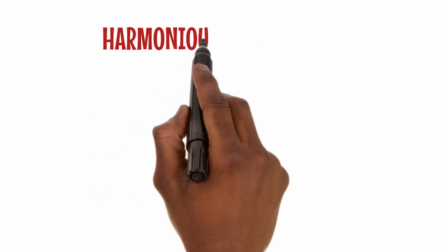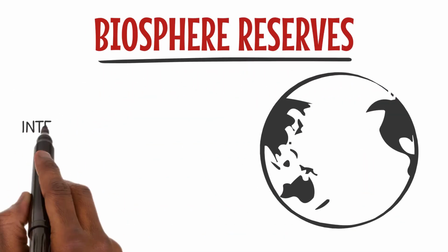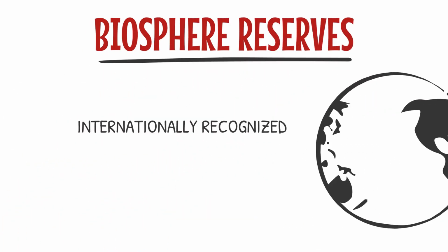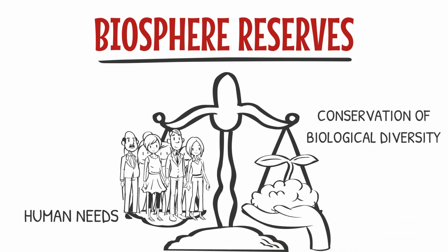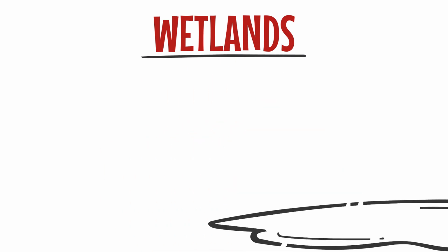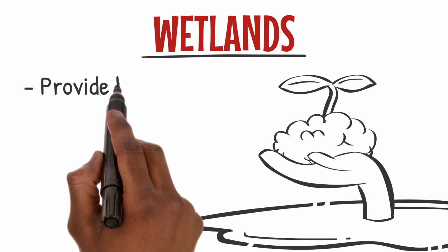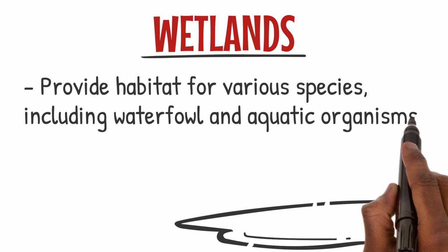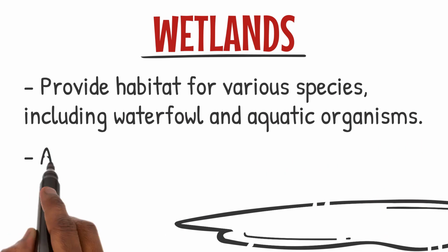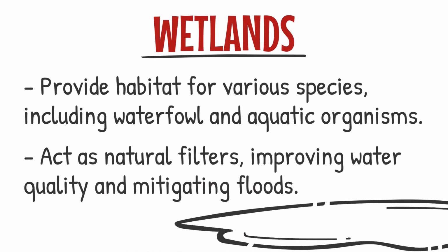These areas promote a harmonious coexistence between humans and the environment. Biosphere reserves, in particular, are internationally recognized for their role in balancing human needs with the conservation of biological diversity. Wetlands, often underestimated, play a critical role in supporting biodiversity. They provide habitat for various species, including waterfowl and aquatic organisms. Additionally, wetlands act as natural filters, improving water quality and mitigating floods.